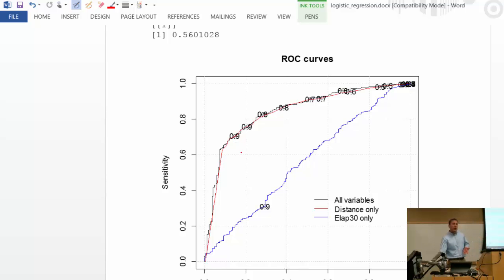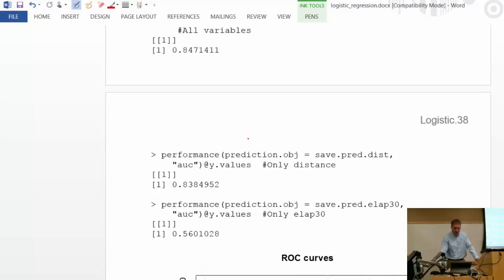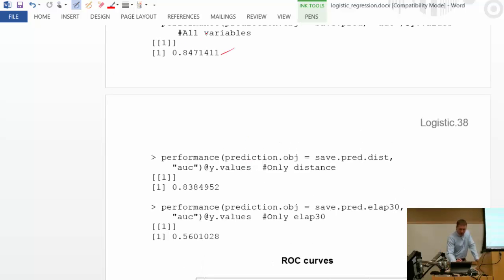We could look at then the corresponding area underneath the curves using the same mechanisms as we've done before. For all the variables, resubstitution gives 0.847. For using distance, 0.838, so it is a little bit less. But again, these numbers are quite close to one another. So in a practical sense, there's probably not a whole lot of difference. And then looking at lap 30, 0.56. A lot less, indicating, of course, it is worse.